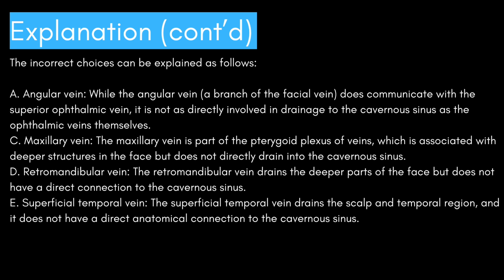D. Retromandibular vein. The retromandibular vein drains the deeper parts of the face, but does not have a direct connection to the cavernous sinus. E. Superficial temporal vein. The superficial temporal vein drains the scalp and temporal region, and it does not have a direct anatomical connection to the cavernous sinus. All right, now that we have covered this question, let's move on to look at the next question.